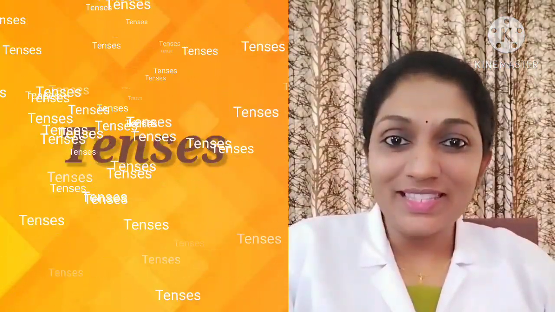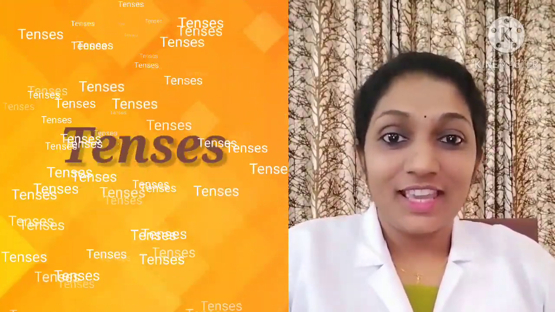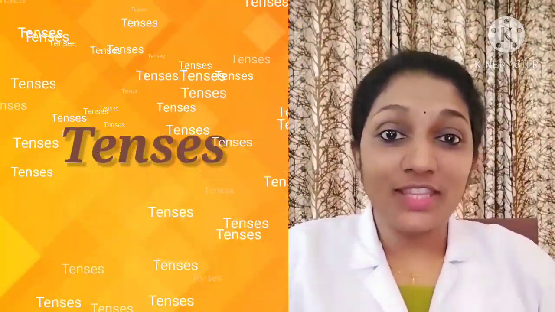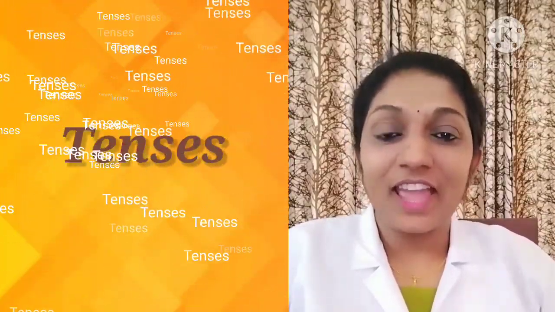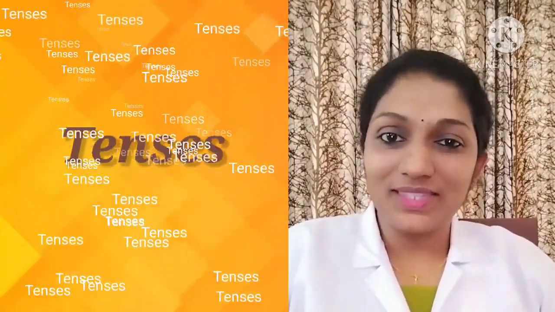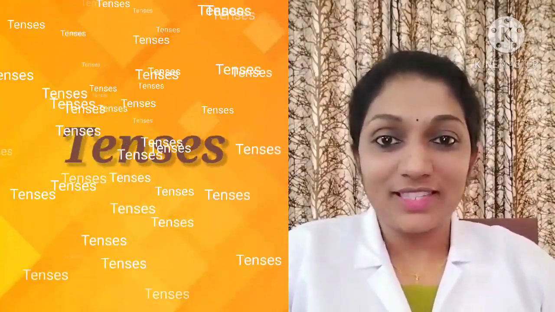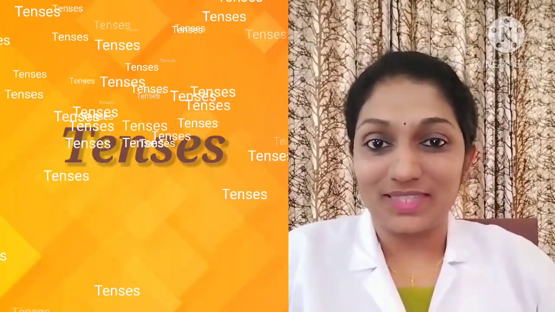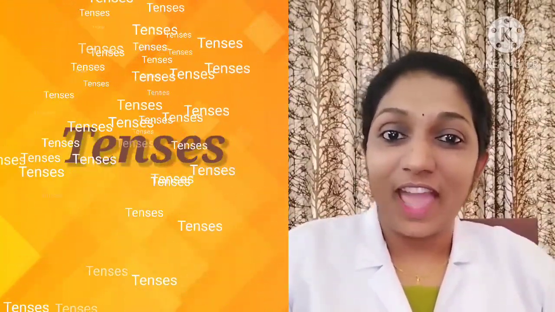So dear students, in this video we studied about tenses. The way in which the verb changes its form to denote time is called tense. And we studied about simple present tense, present continuous tense, present perfect tense and present perfect continuous tense. In the next video, we will study about past tense and future tense.